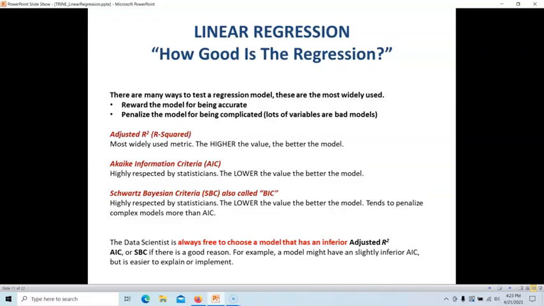For example, let's say that it's easier to explain the second best model, or it's easier to put that model into production, or perhaps it uses fewer variables and those variables are less expensive to calculate. If you have a good reason, you can always choose a second or third best model.